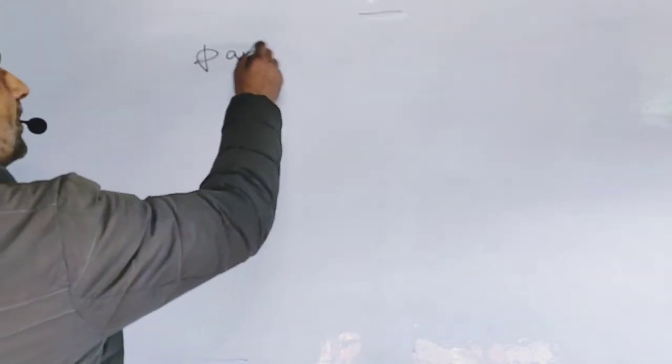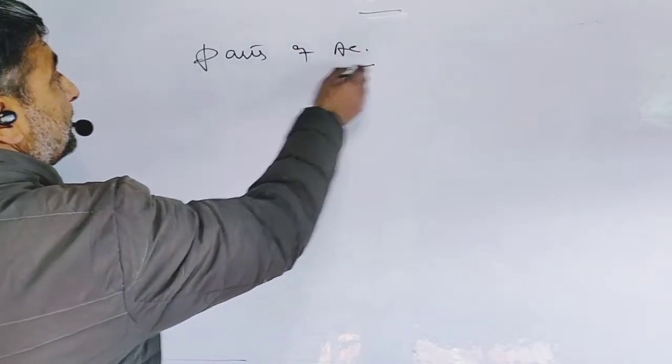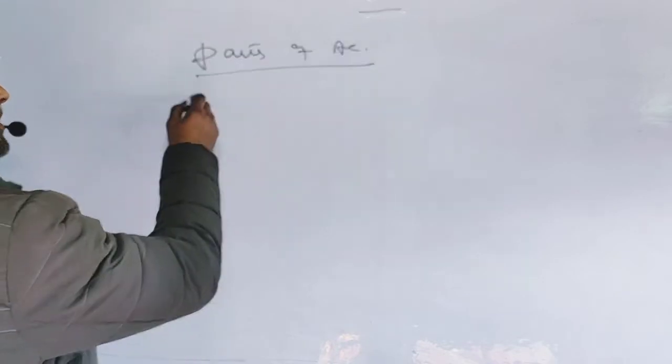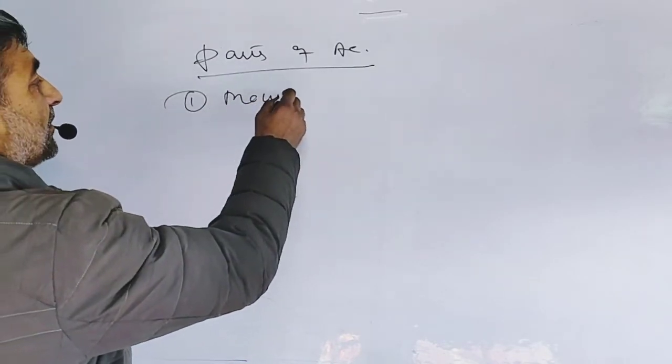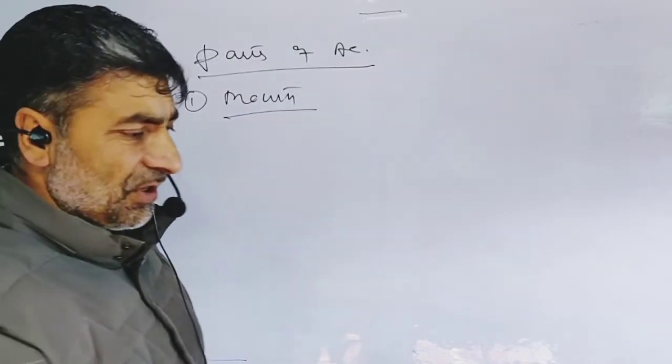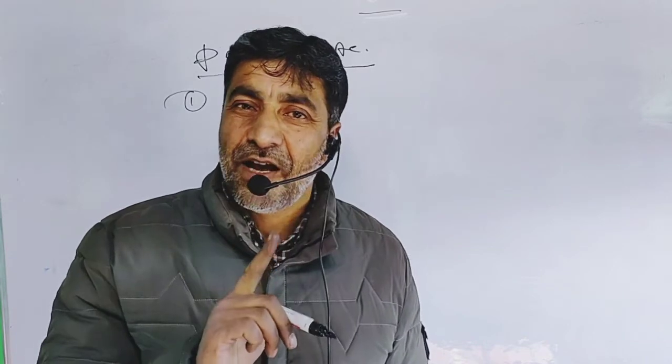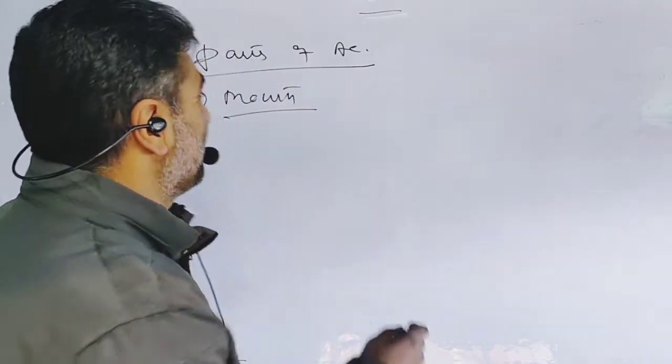Now today we shall start the parts of the alimentary canal. The alimentary canal has many parts. The first part is the mouth. How can you define mouth? Mouth is the opening between the two lips, upper lip and lower lip.